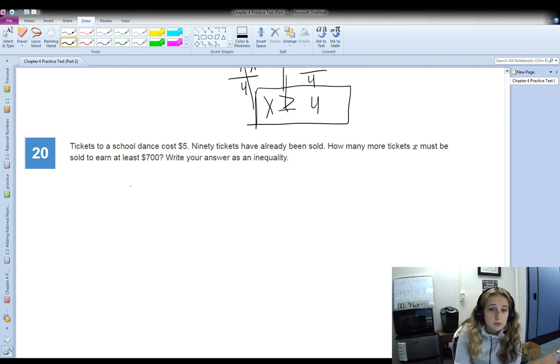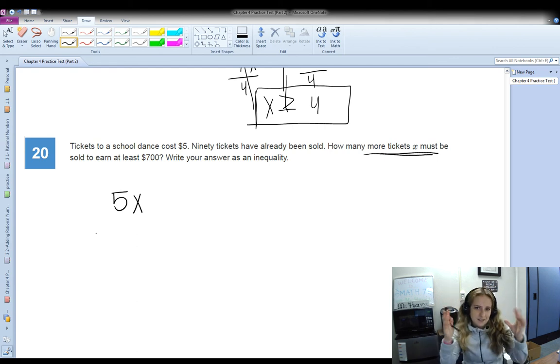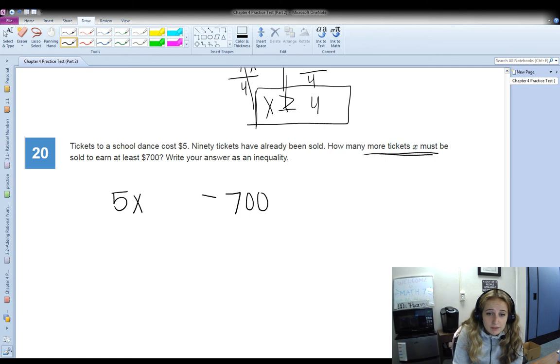Okay, so tickets to a school dance cost $5. Do we know how many tickets we've sold yet? No, so we're going to represent it by 5x. This is the money that you make for however many x tickets. Okay? We have to earn at least 700. Remember, this is our inequality for at least, okay?